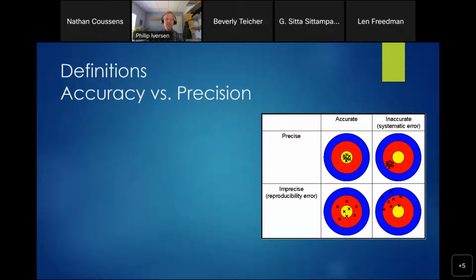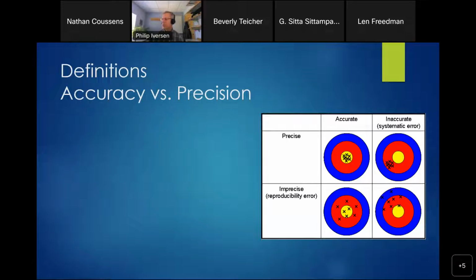Some first definitions: accuracy and precision. I'll bet most of you are familiar with this, and some of you have even seen an image like the one on the right that distinguishes between these two important but different notions of accuracy and precision.